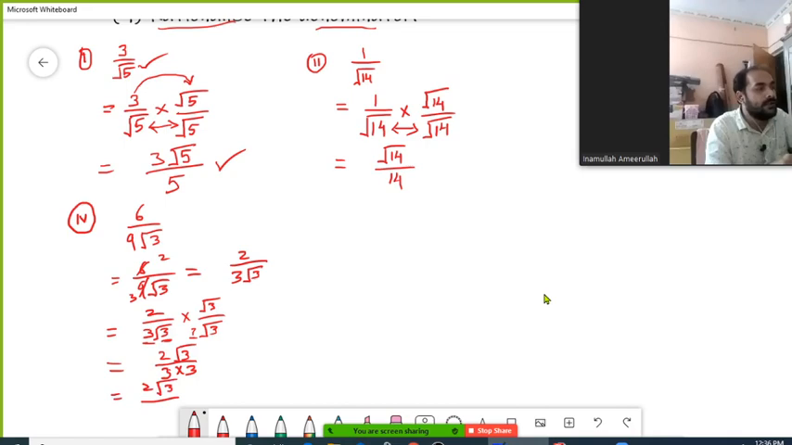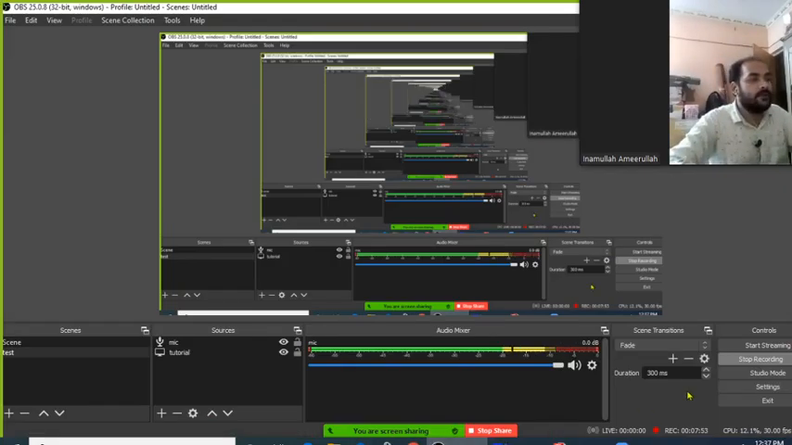upon 3 3s are 9. So 2 root 3 upon 9 is the required answer for this question, question number 4. Hope it is clear to everybody how to rationalize the denominator.